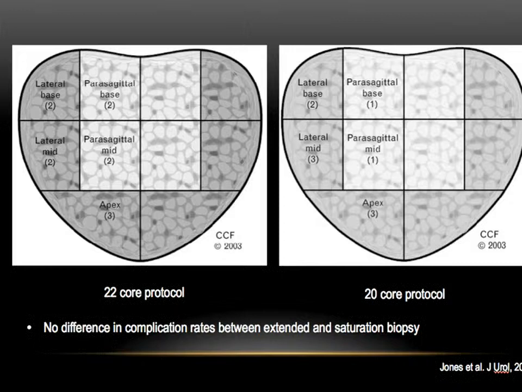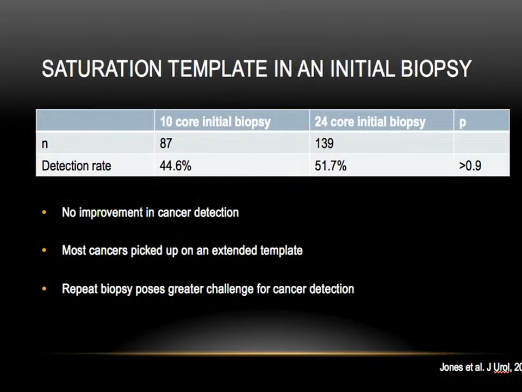It was also found that there was no difference in complications between extended and saturation biopsy. So if there's no difference in complication rates, why not just do saturation biopsy for all the patients, even in the first biopsy setting? There have been numerous studies, including this one on the screen, which have shown that there is no improvement in detection rate when you use saturation biopsy in the initial biopsy setting. So saturation biopsy improves detection rate in a repeat biopsy, but it does not improve detection rate in the first biopsy.